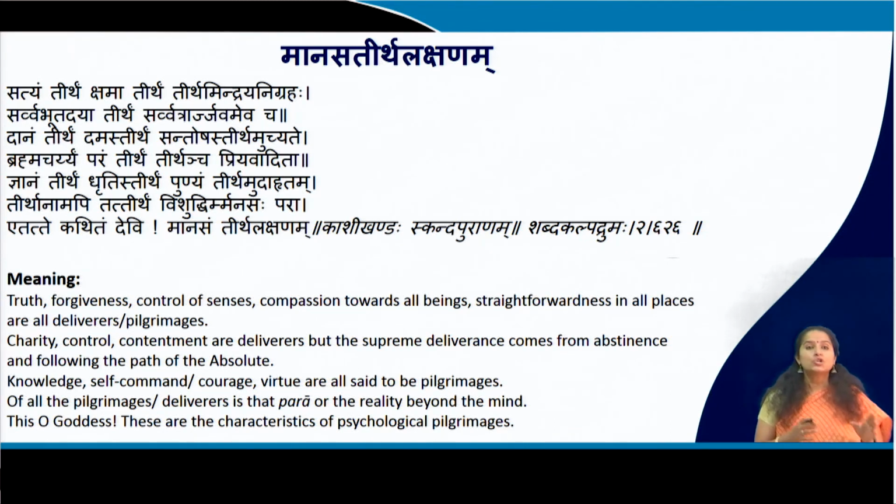What's the meaning of all this? Truth, forgiveness, control of senses, compassion towards all beings, straightforwardness in all places are all deliverers or pilgrimages. Charity, control, contentment are deliverers, but the supreme deliverance comes from abstinence, brahmacharyam, and following the path of the absolute, iti. Astu. Next is knowledge, self-command or courage, virtue are all said to be pilgrimages. Of all the pilgrimages or deliverers, the supreme is that para, the reality beyond the mind. This, O goddess, these are the characteristics of psychological pilgrimages.